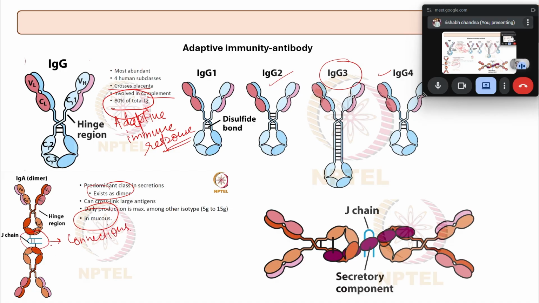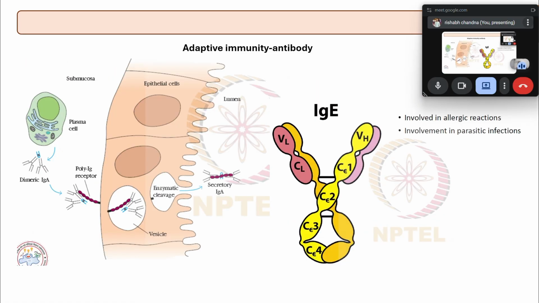While, because it is secreted in the mucous layer, it has a secretory component also that actually protects this particular chain or the antibodies from the protease action. Okay, and because it is delivered in a mucous membrane, the secretory component becomes a necessity. Okay, moving on to the particular IgA secretion.